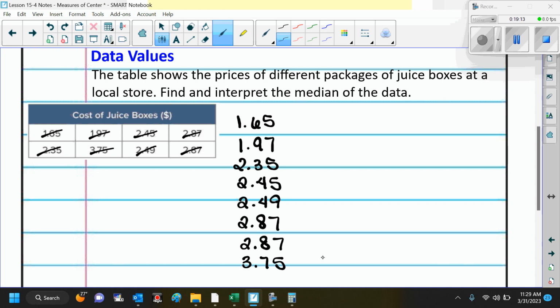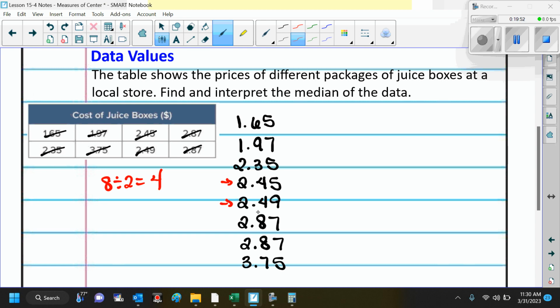Okay, so here's my data in order from least to greatest. Let me double check. Here, there are 8 numbers. When there are 8 numbers in a set of data, to get to the median, we have to find the 2 middle numbers. 8 divided by 2 is equal to 4, so I'm going to split it in half. That means 1, 2, 3, 4, and then from the bottom, 1, 2, 3, 4. So here are my 2 middle numbers.